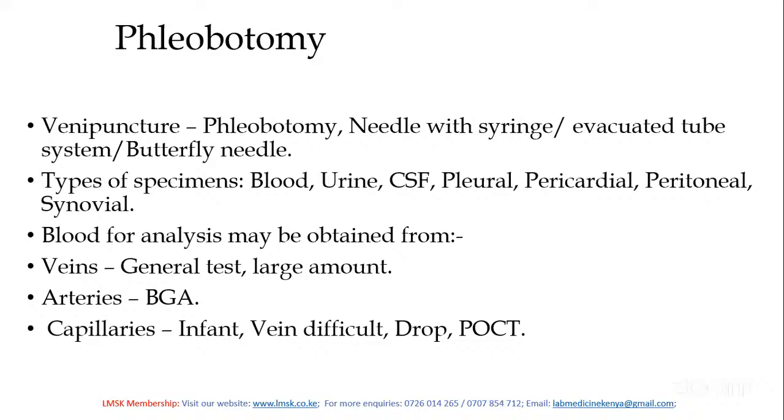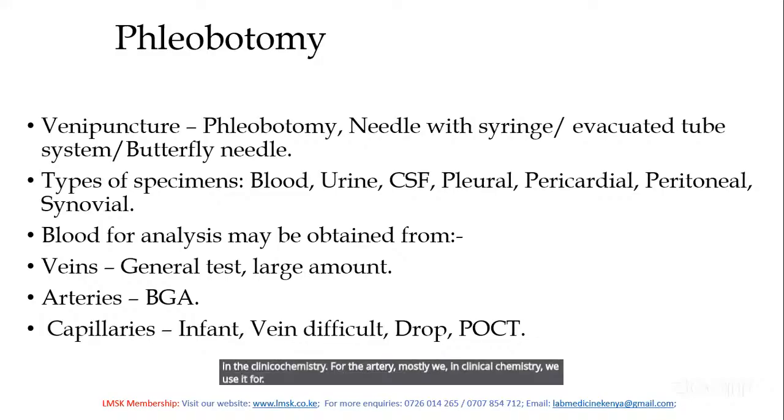Blood for analysis in clinical chemistry is obtained from either veins, arteries, or capillaries. For the veins, when you require a large amount of blood like 5 cc, you will get it from the vein as compared to the capillary, and mostly this is for the general tests in clinical chemistry. For the artery, in clinical chemistry, we use it for blood gas analysis tests.